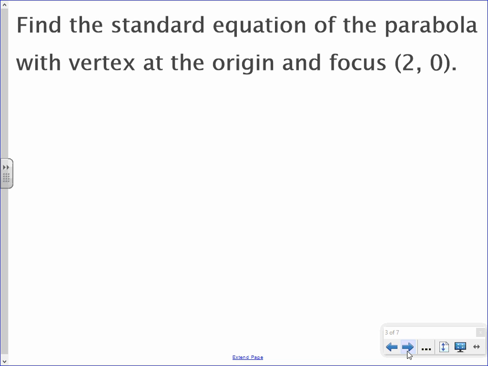I want the standard equation of the parabola with the vertex at the origin and a focus of 2, 0. So in your notes, I would write vertex 0, 0, focus 2, 0. That would be about all you would need to write.